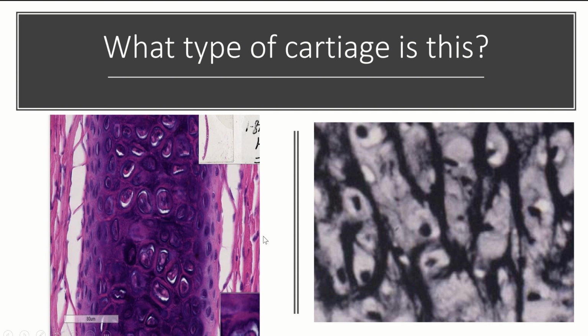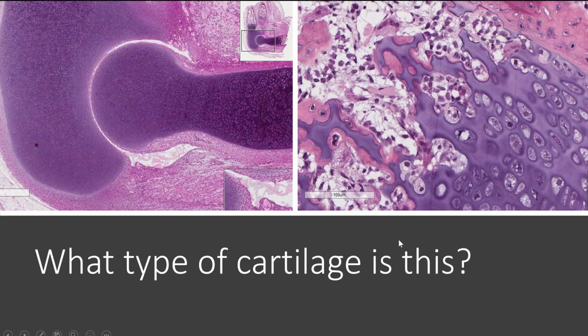Okay, but the reason I know it's elastic cartilage is because it's got all of these elastic fibers weaving in throughout here. This is a special stain that stains for those elastic fibers, so they'll be that very dark black color. You can see all those elastic fibers weaving in throughout here. That's what makes this so stretchy, so flexible. And so this is elastic cartilage.